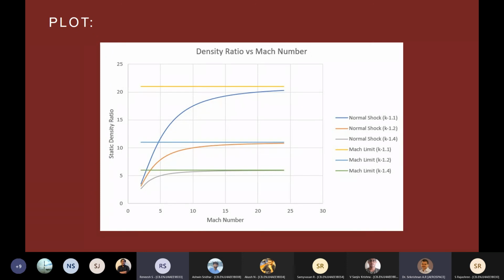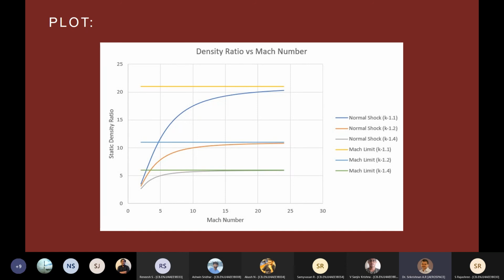Yeah, that is correct. So suppose that we are working with the lowest value that you have, gamma equals 1.1. 1.1, sir. Looking at the graph, where would you say it is reasonable to start using the hypersonic limit application? Above Mach number of 25, maybe, sir. Yeah, maybe. Fine. Okay.